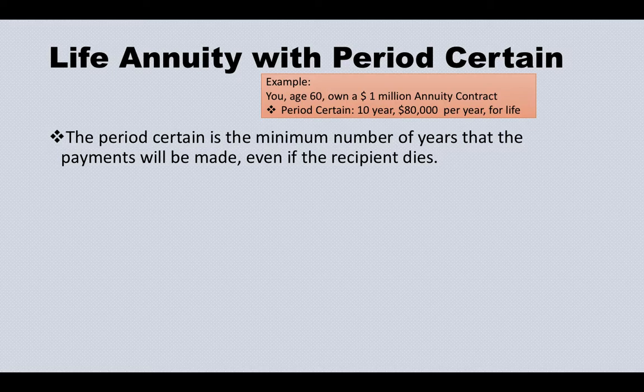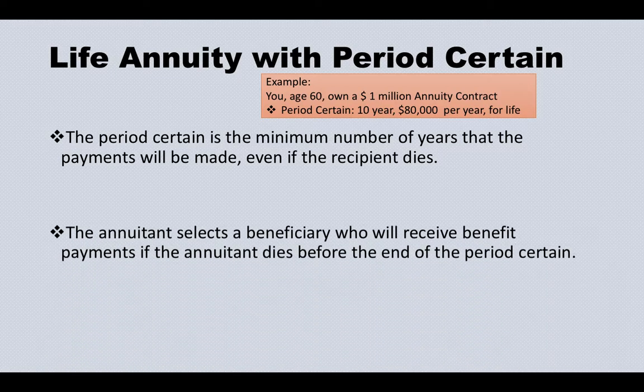However, if you live beyond 10 years, the $80,000 per year is still there. As long as you live, you still get the $80,000 per year, and you just get the 10-year guarantee. That's the most common scenario when you have a family and worry that if you die too soon, nothing is left. So that's the life annuity with the period certain.